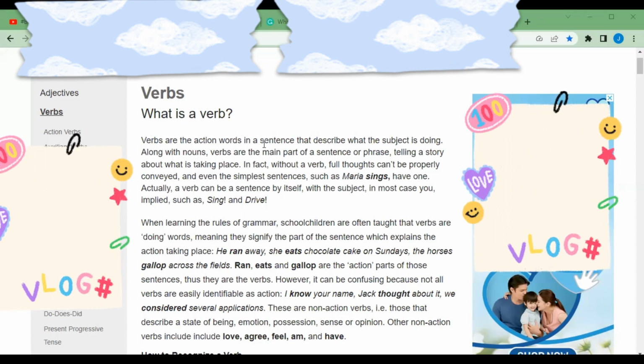Verbs are the action words in a sentence that describe what the subject is doing. Along with nouns, verbs are the main part of a sentence or phrase, telling a story about what is taking place. In fact, without a verb, full thoughts can't be properly conveyed, and even the simplest sentences, such as "Maria sings," have one. So our subject is Maria, and our verb here is sings.